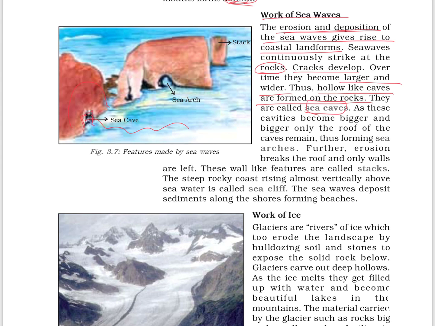Again, as these caves become bigger and bigger, thus forms sea arches. Again and again these sea waves hit the rock. Further erosion breaks the roof and only walls are left. These wall-like features are called stacks. Here you can see these stacks. So some rocks rise almost vertically above the seawater, which is called sea cliff. The sea waves deposit sediments along the shores, forming beaches.